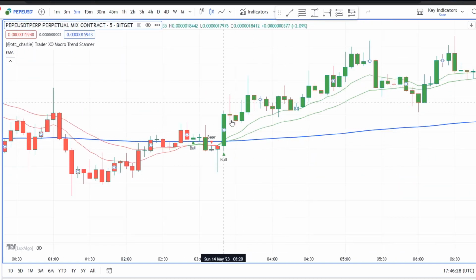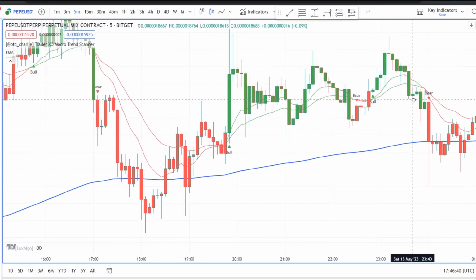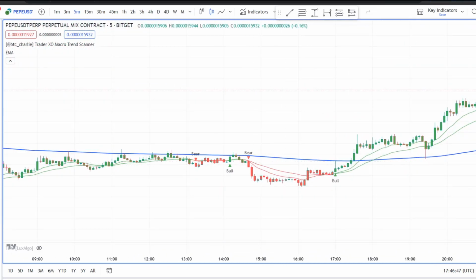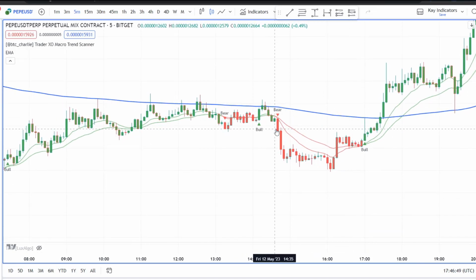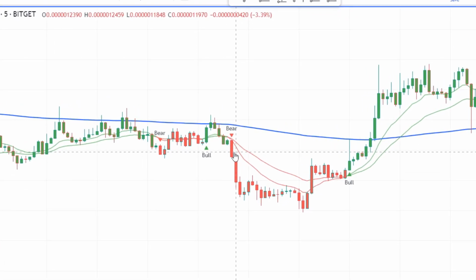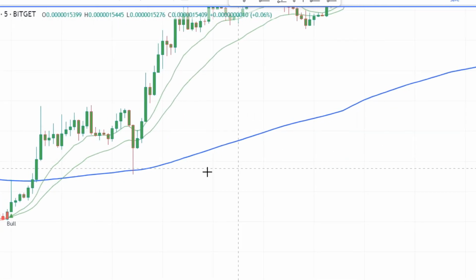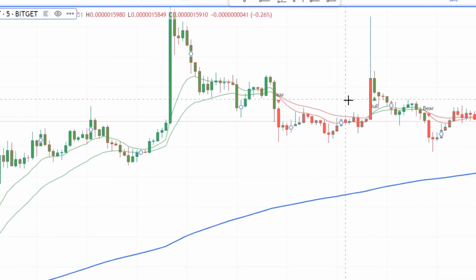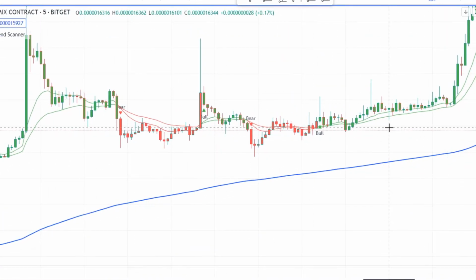Now, there are actually only two rules to follow. Rule number one, long signals. When a long signal appears and the candle closes above the 200 EMA line, we enter a long position. The same applies to a short signal. Only when the chart breaks below the 200 EMA line, as we can see here, and a short signal appears, do we enter a short position. This means we don't take a long position below the 200 EMA line or a short position above the 200 EMA line. Rule number two, it is simple. Don't break rule number one.